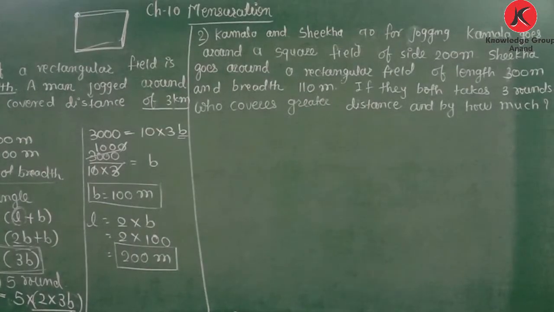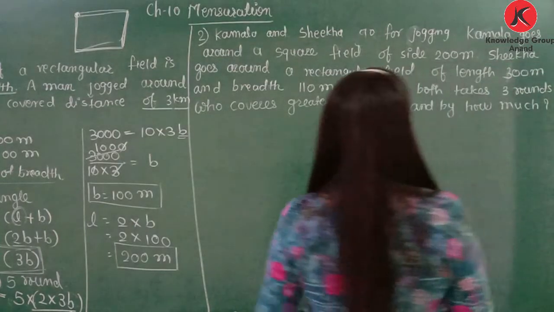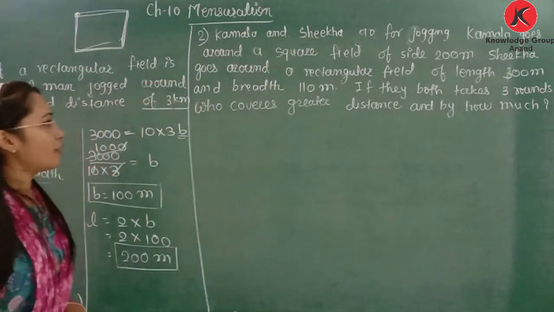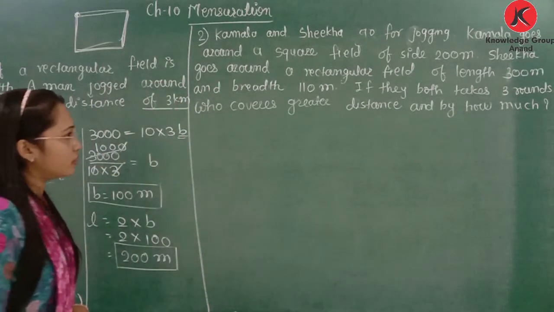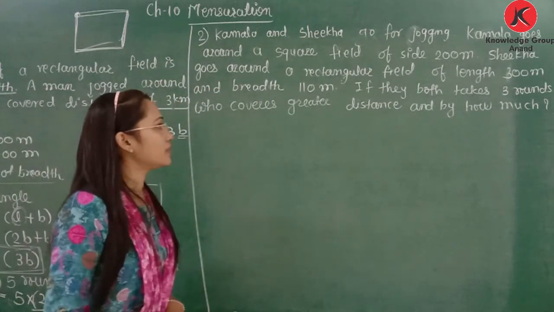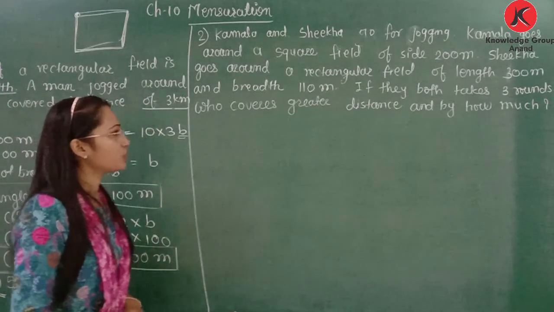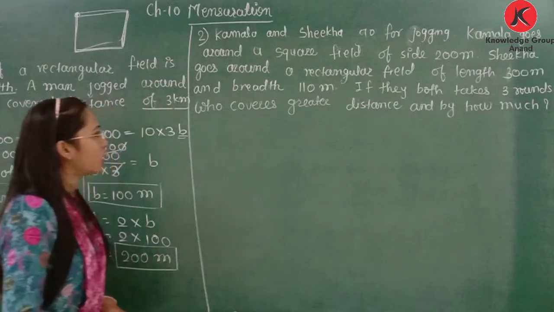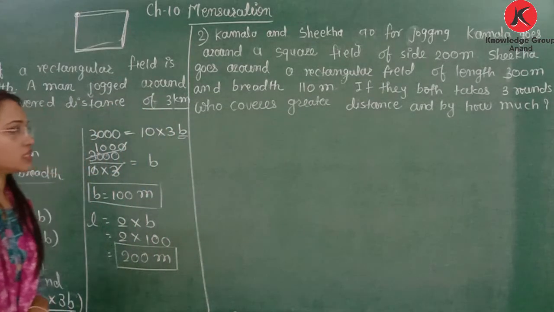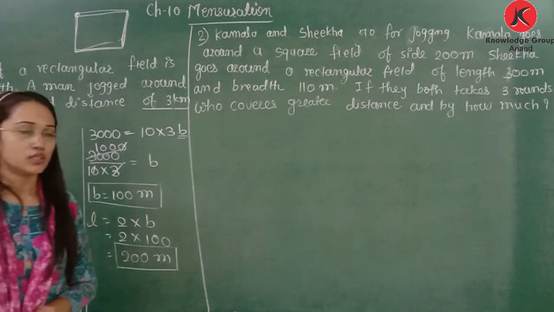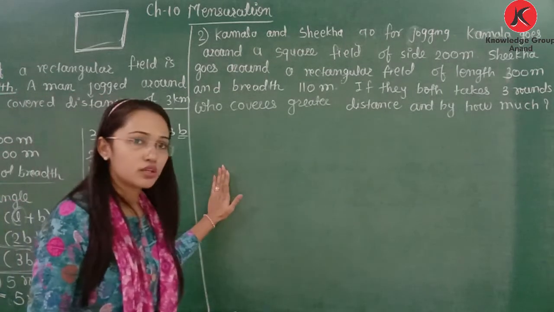Now next example, Kamla and Shikha go for a jog. Kamla goes around a square field of a side 200 meter. Shikha goes around the rectangular field of a length 300 meter and breadth 110 meter. If they both take 3 rounds, who covers greater distance by how much? This kind of example we already solved in the textbook.